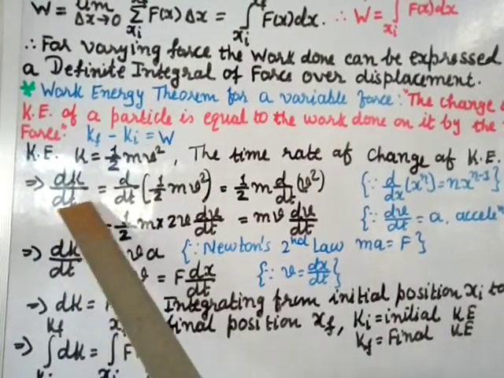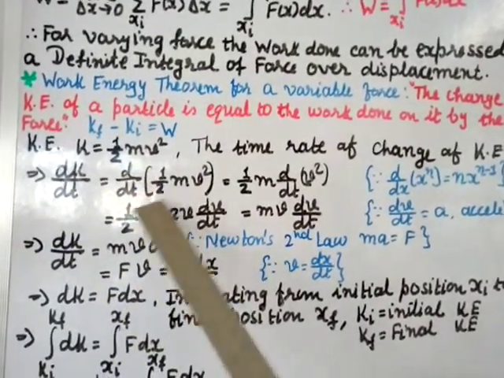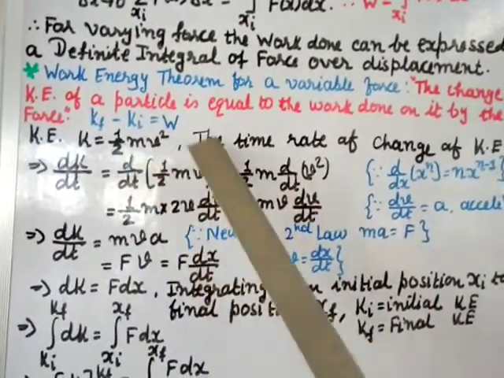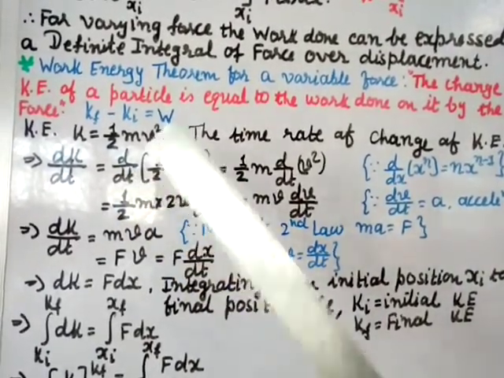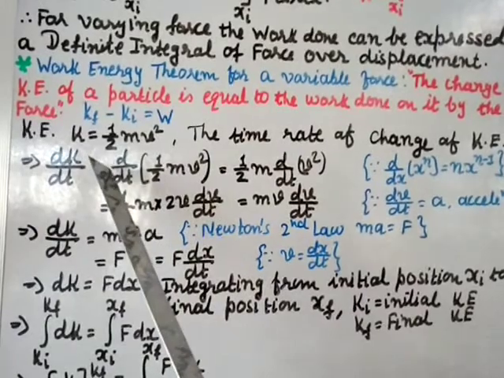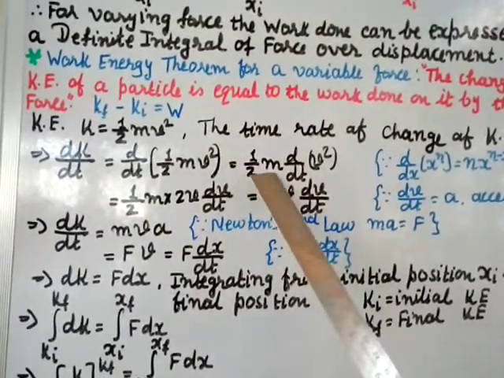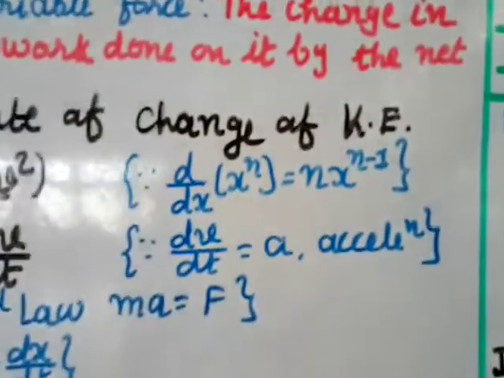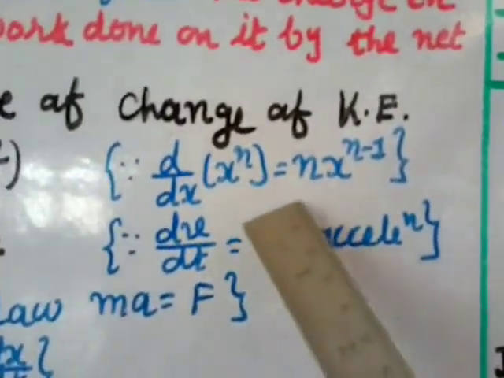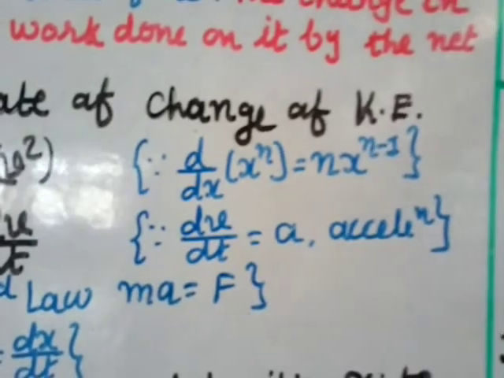So dK by dt equal to d by dt of 1 by 2 mv square. I have differentiated this with respect to time. Now this 1 by 2 and m I consider as constants. You take them out of the differential, so you can write 1 by 2 m d by dt of v square. Now I am going to use the formula d by dx of x power n equals n into x power n minus 1. So we use this formula.